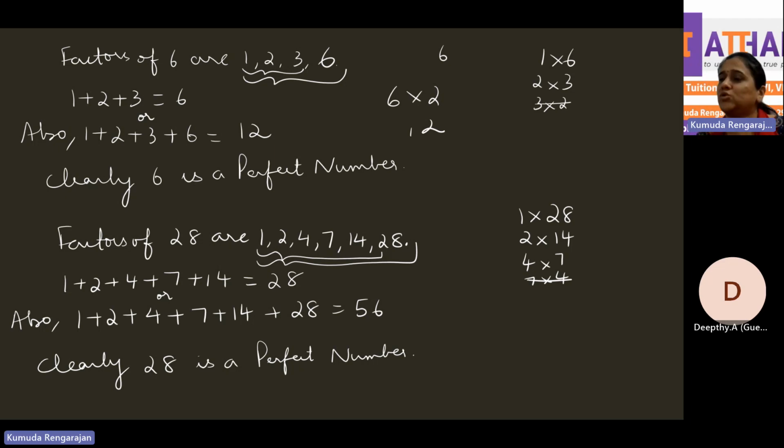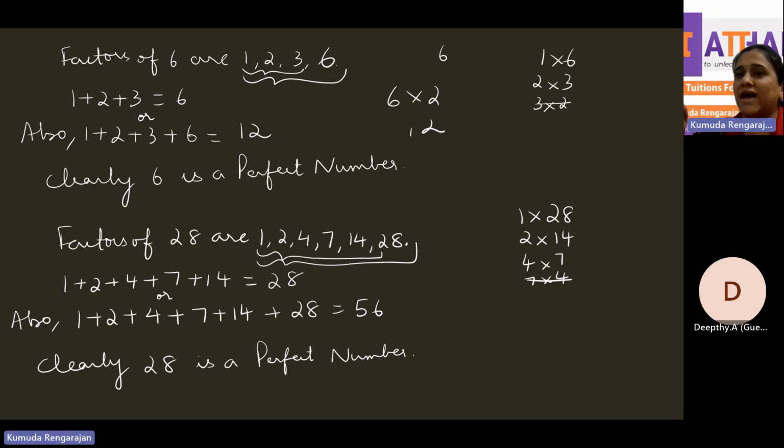When you write all the factors, you would have written the number also, right? Because the number is a factor of itself. So if you add all the factors, the sum will be twice the given number.